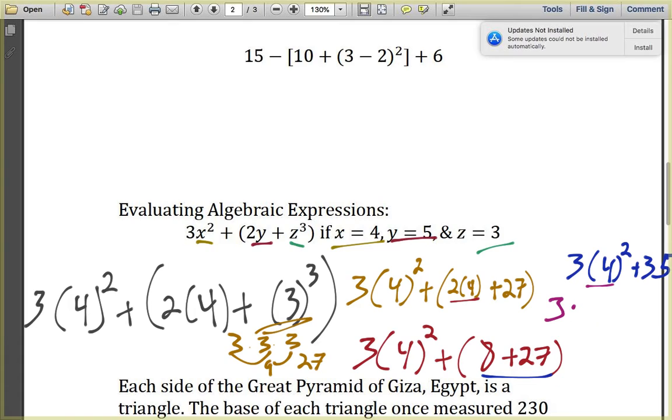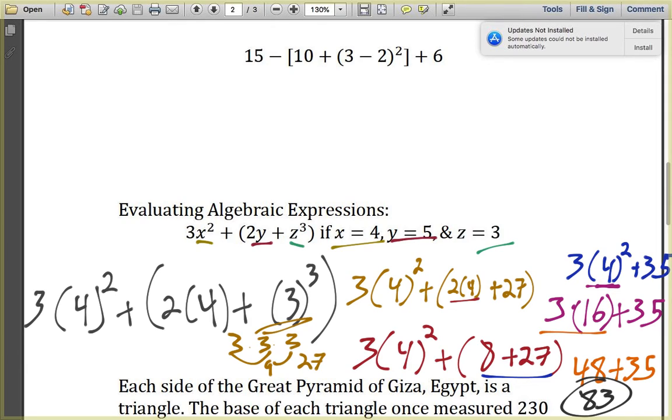Next thing I would do is the squared, right? Because exponent comes next. And I can leave the parenthesis there if that makes it easier. And then I have to multiply again. 3 times 16 is 48. And then 48 plus 35 is 83. Okay. I know there was a lot of me just talking there, but hopefully you understood. If you have any questions, once again, write them down. We'll talk about them tomorrow.